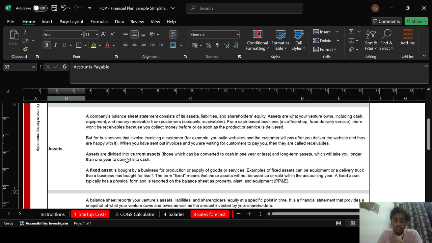A fixed asset is bought by a business for production or supply of goods and services. Examples of fixed assets can be equipment or a delivery truck that a business has bought for itself. The term fixed means that these assets will not be used or sold up within the accounting year. A fixed asset typically has a physical form. It is reported on the balance sheet as property, plant, equipment, PP&E.